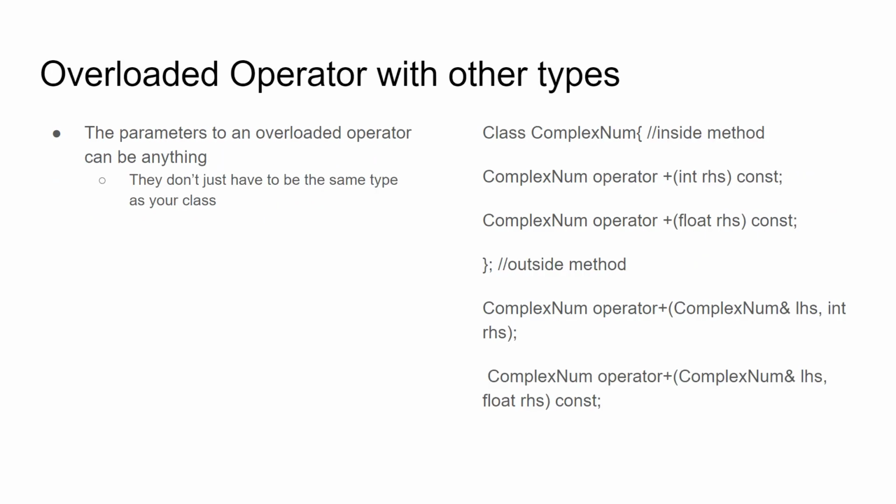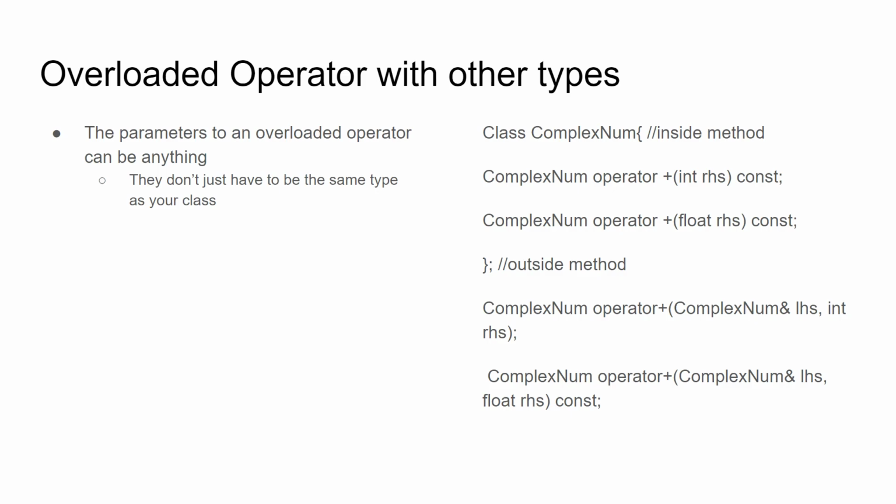The parameters to an overloaded type can be anything else. They don't have to just be the same thing as your class. So if you want to be able to add complex numbers and integers, you can define a plus for that. Or if you want to be able to add complex numbers and floats, you can define a plus for that. So the thing on the right-hand side can be of some other arbitrary type. And you can see, again, both inside the class and outside the class.